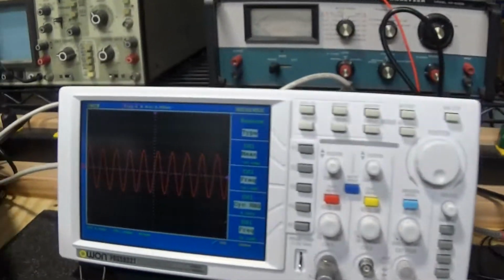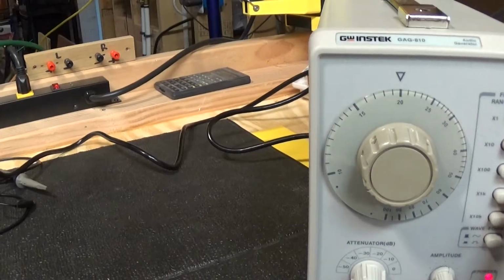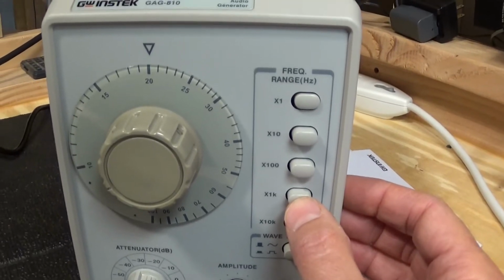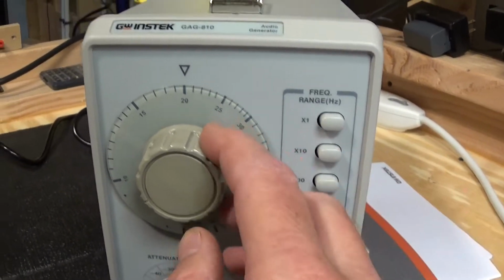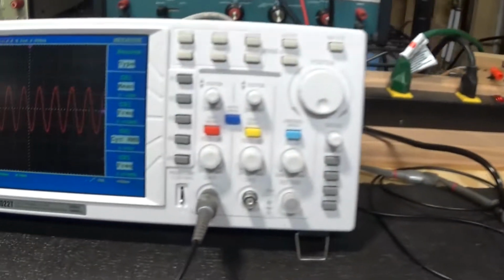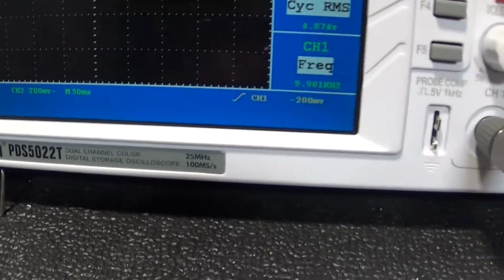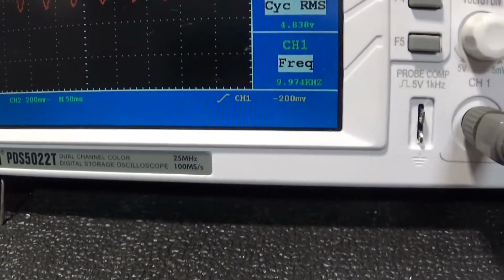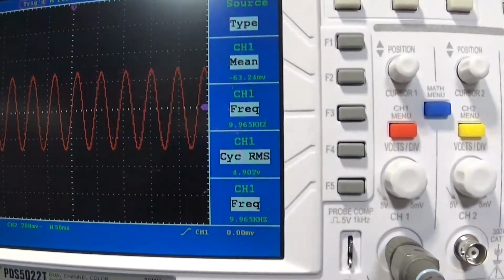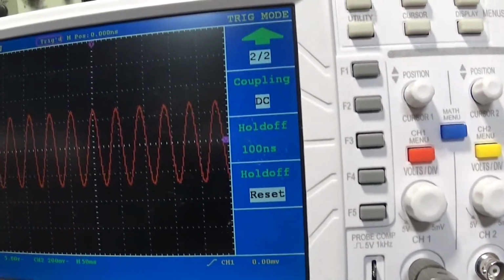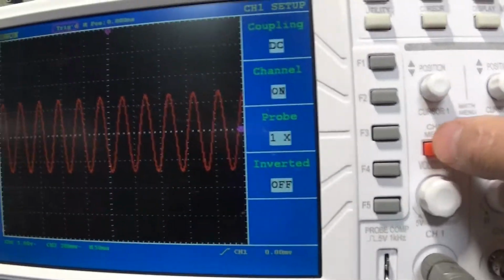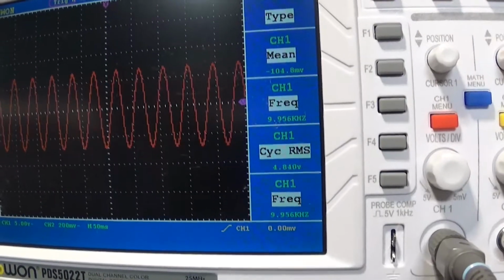But let's look at the opposite end of the spectrum, and let's push the 1K. So now we're at 10 times 1K, we're at 10K. And why is my triggering goofy? Trigger menu. Triggering on channel 1. Okay. Measure.